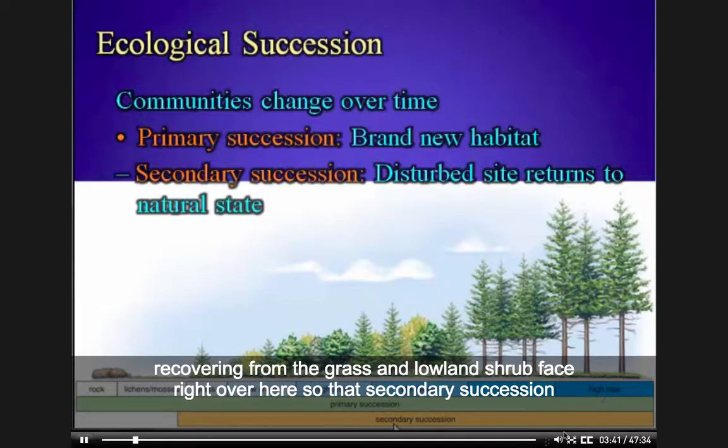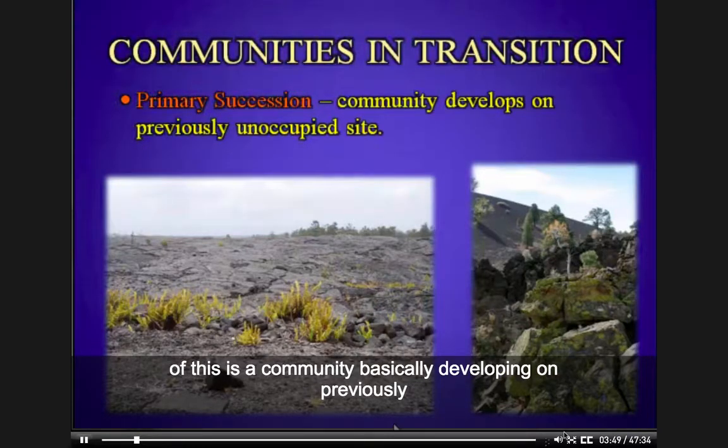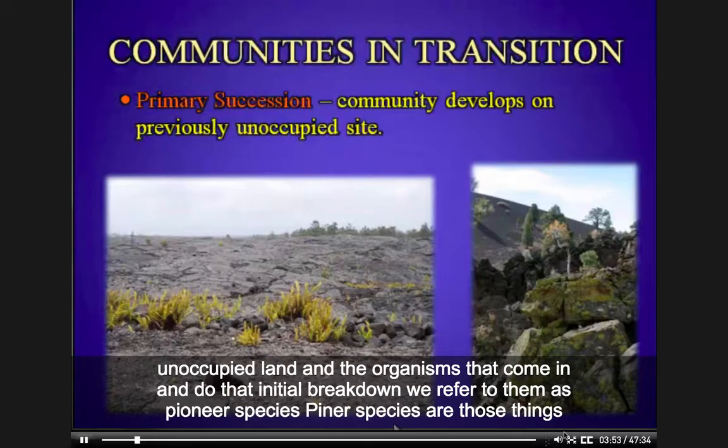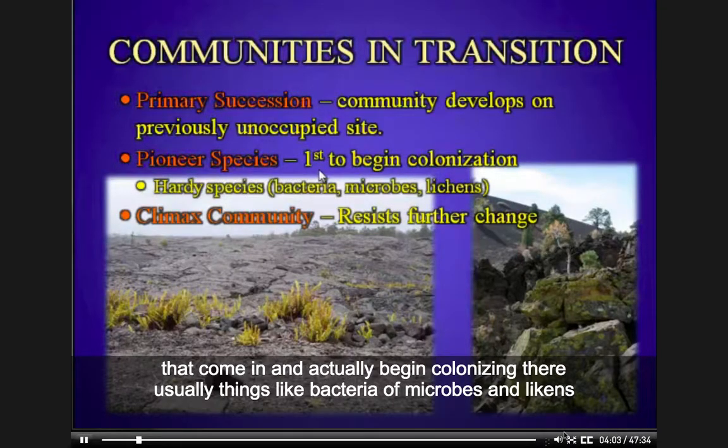So that's secondary succession. Let me give you another couple of examples and pictures here of primary succession. This is a community basically developing on previously unoccupied land. And the organisms that come in and do that initial breakdown, we refer to them as pioneer species. Pioneer species are those things that come in and actually begin colonizing. They're usually things like bacteria, microbes, and lichens.